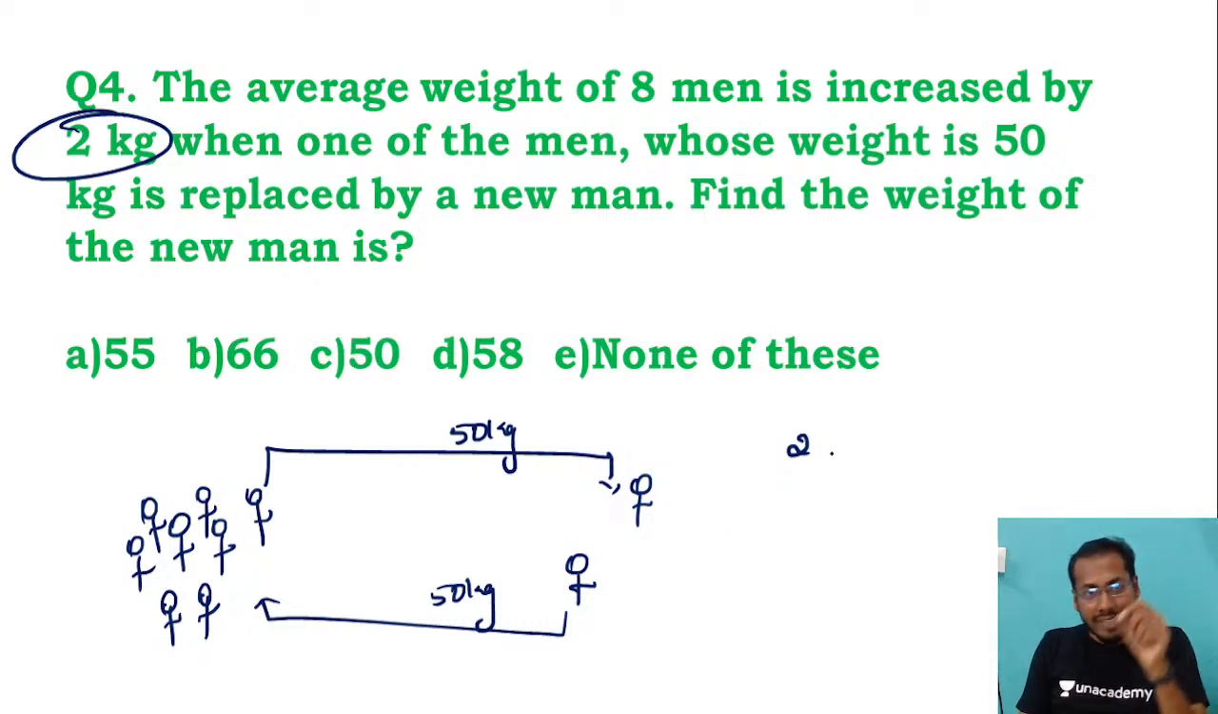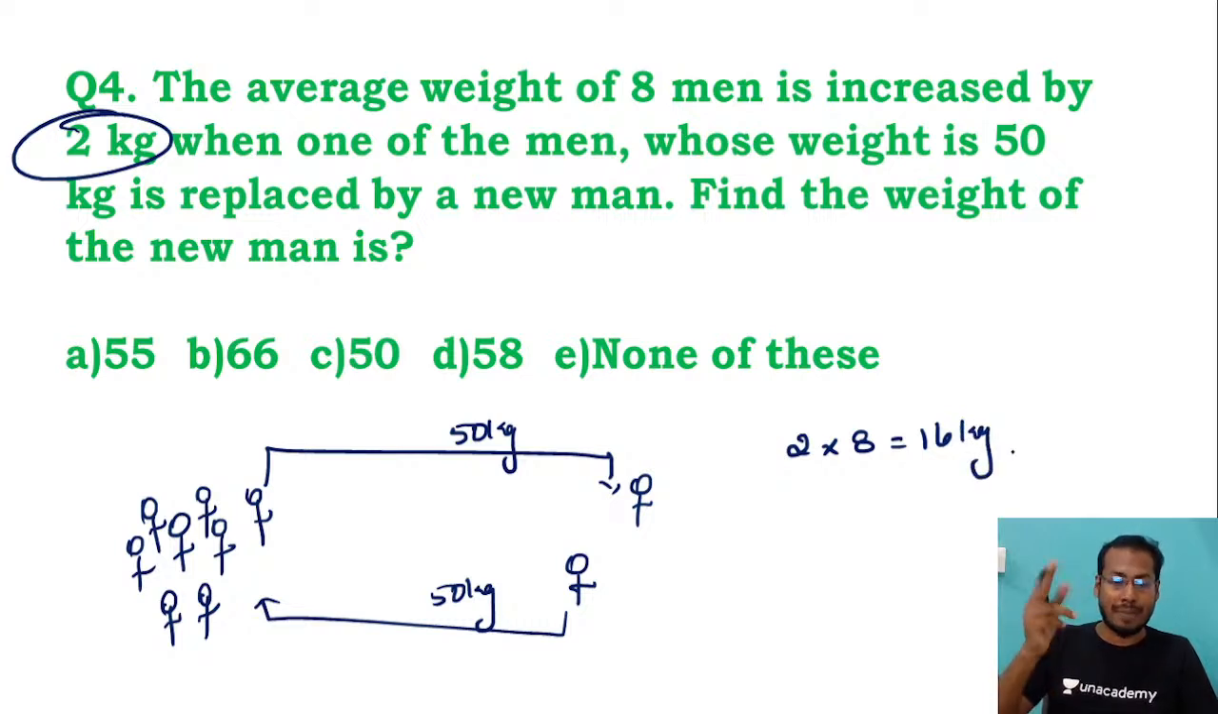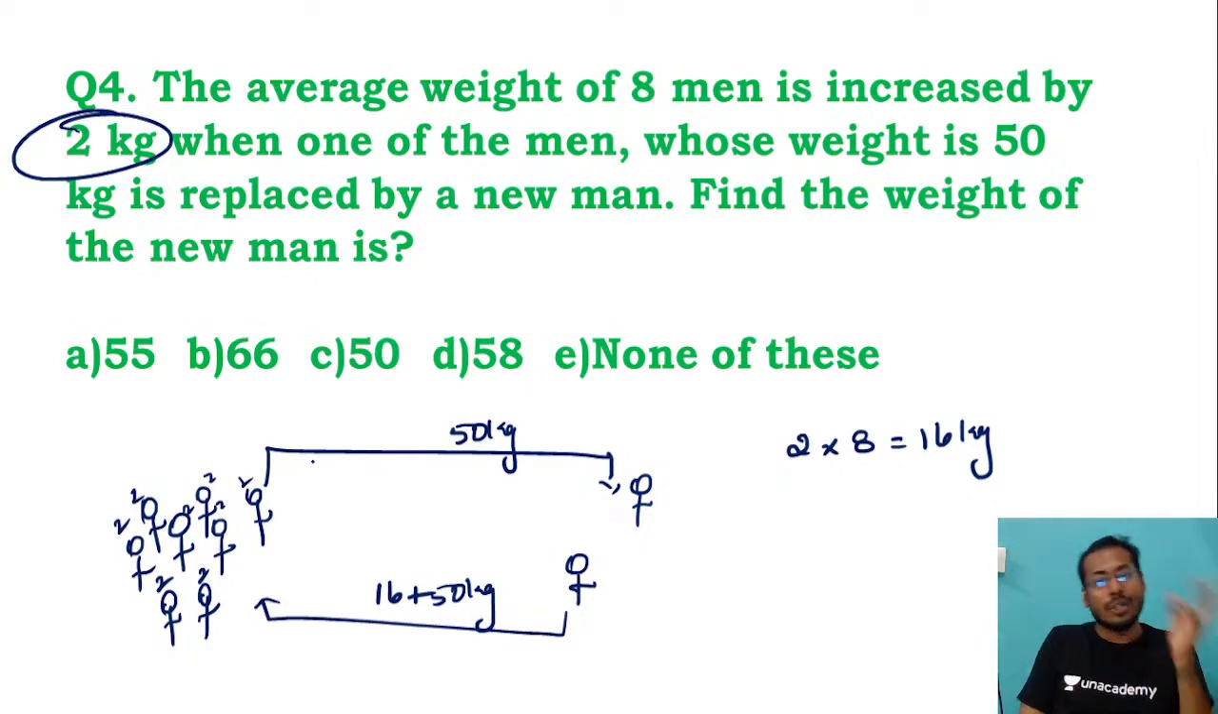Correct? So the average is increased by 2, and totally there are 8 persons. All the 8 will be increased by 2. So 16 kg was increased due to the replacement. That means the new person was 50 kg plus an extra 16 kg. That is why the 16 was shared equally to all the persons as 2, 2, 2, 2. That is why the average also increased by 2. So the new person's weight is 66 kg.